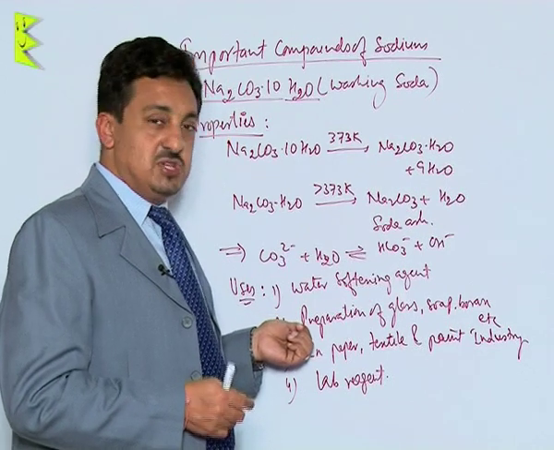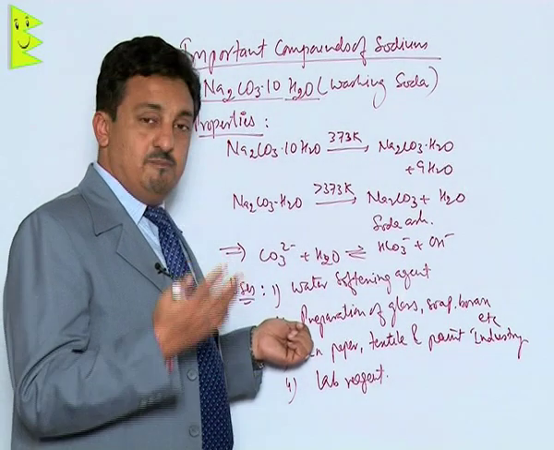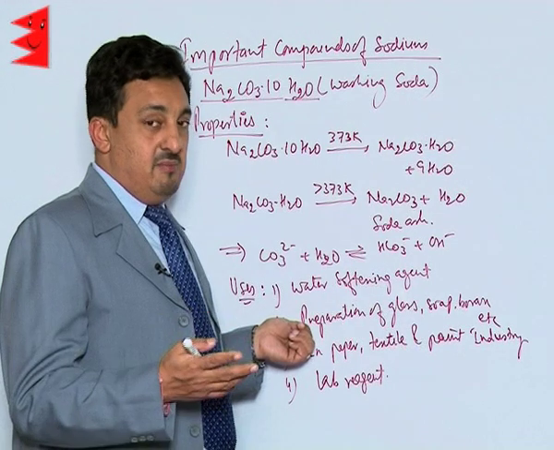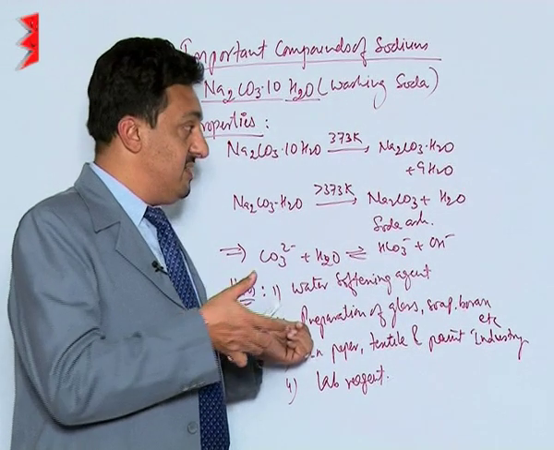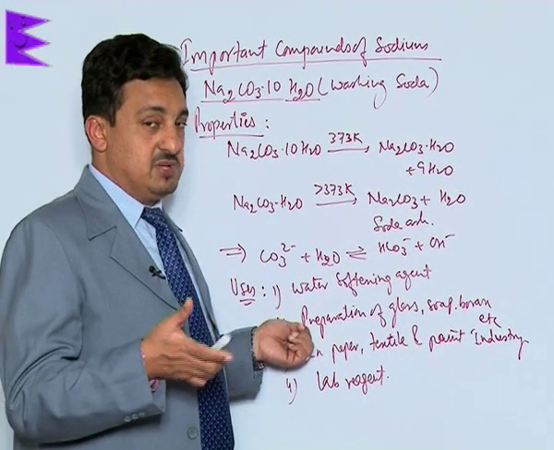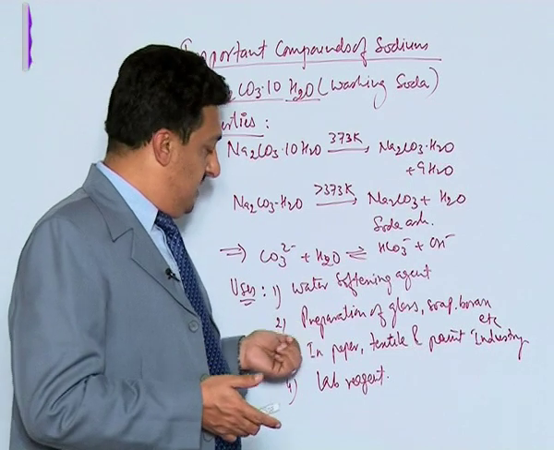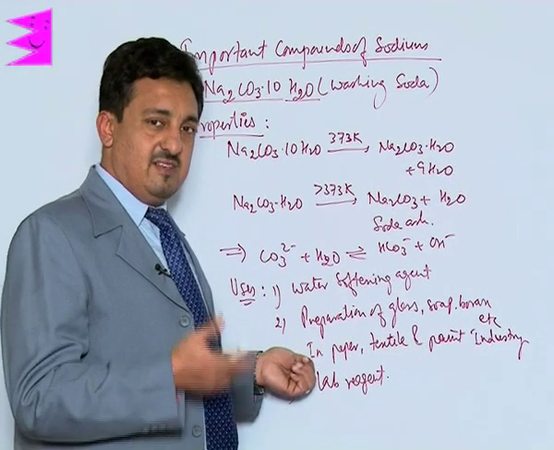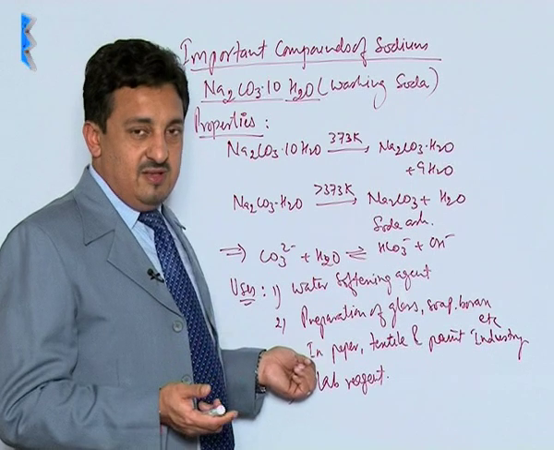Then it is used in the preparation of glass, soap, borax, etc., because this compound becomes the main source of sodium for these substances. Then it is used in paper pulp industries, textile industries, and in the paint industry.